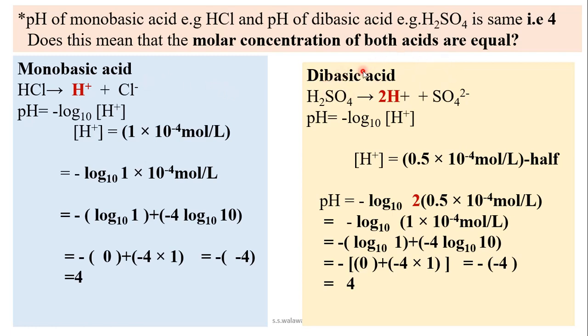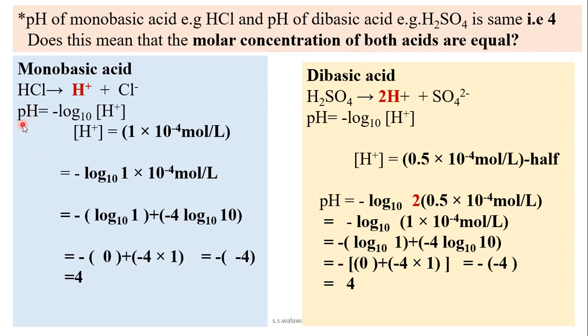And here is the example of a dibasic acid, that is H2SO4. Here this H2SO4 undergoes dissociation and gives you 2 moles of hydrogen ion and 1 mole of SO4 ion. Now, of these two solutions, the monobasic acid when dissociated gives 1 mole of hydrogen ion, but when the dibasic acid undergoes dissociation, it gives you 2 moles of hydrogen ion. And therefore, though these two solutions have the same pH, their concentrations are not the same. How that, we will study.